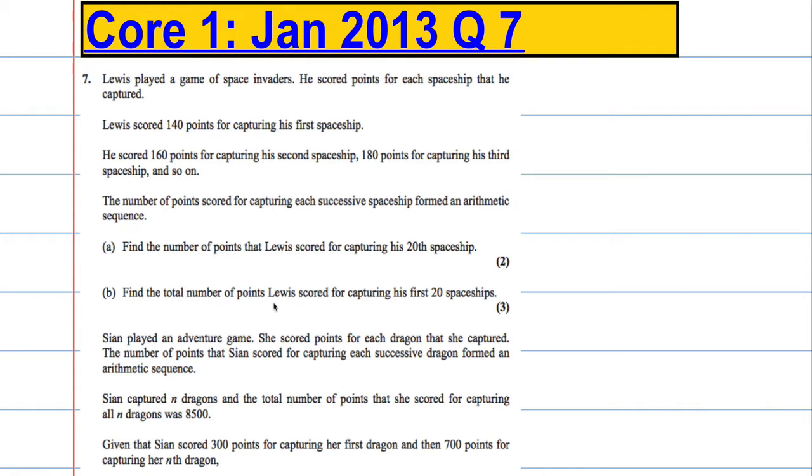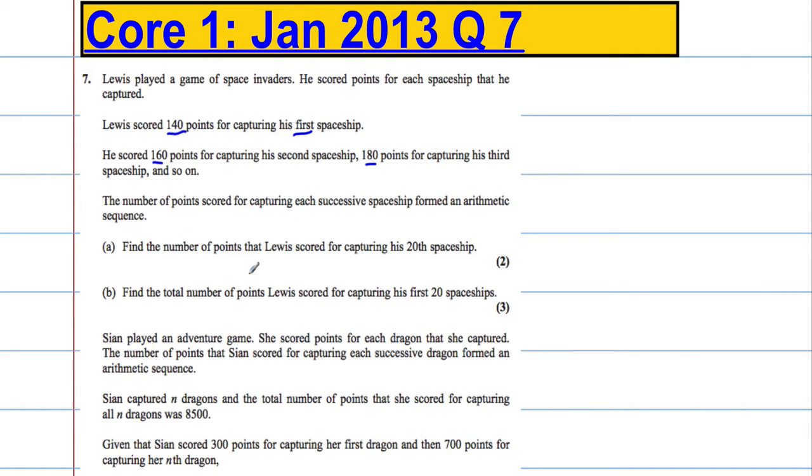Okay, question 7. Lewis played a game of Space Invaders. He scored points for each spaceship that he captured. Lewis scored 140 points for capturing his first spaceship, so this is going to be important. He scored 160 for the second spaceship, 180 for the third, and so on. The number of points scored for capturing each successive spaceship formed an arithmetic sequence.